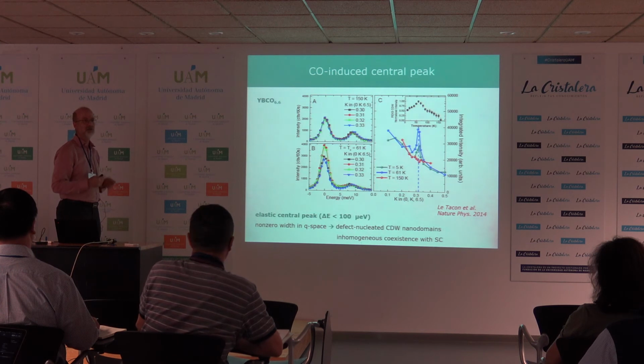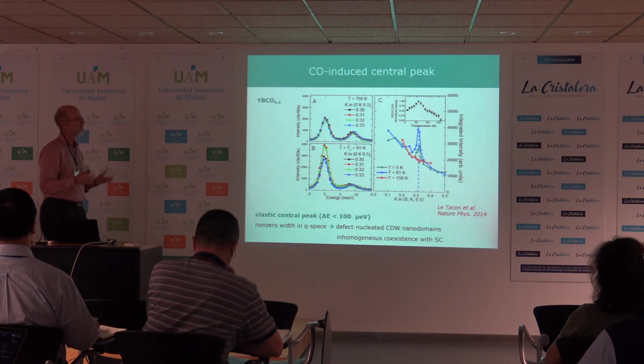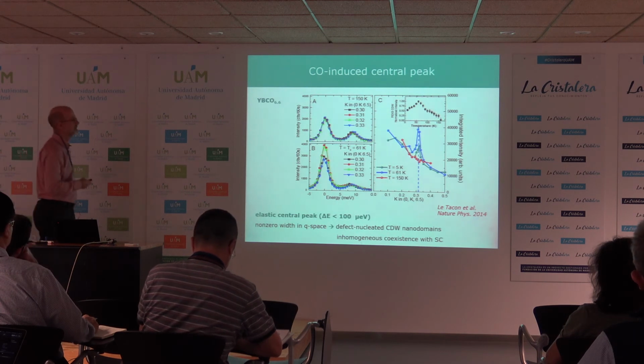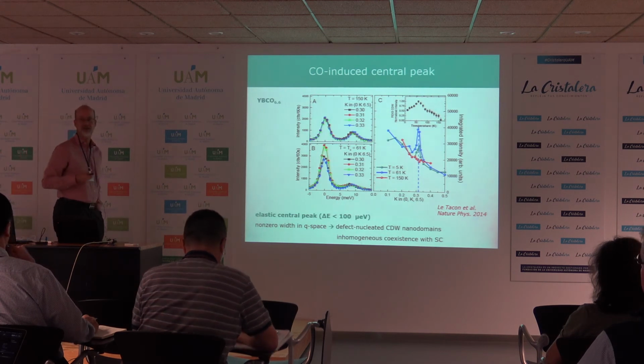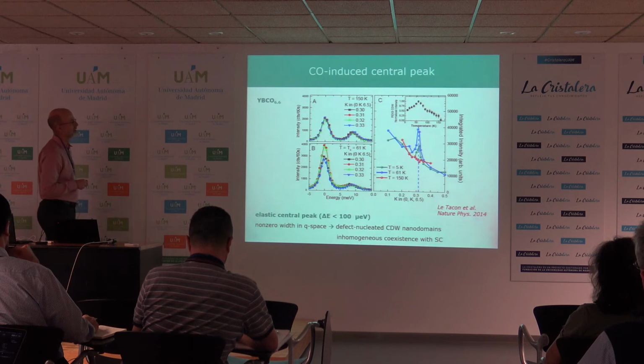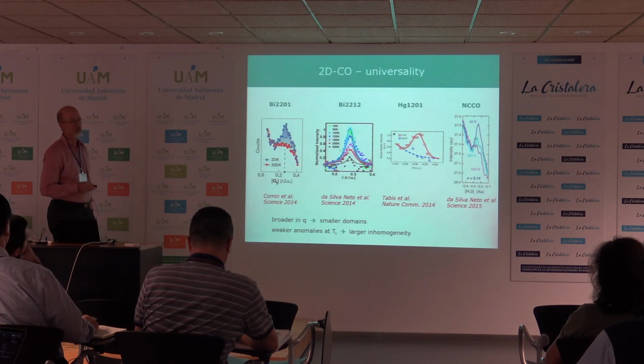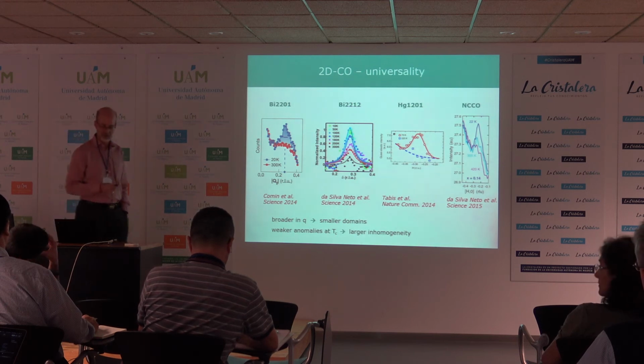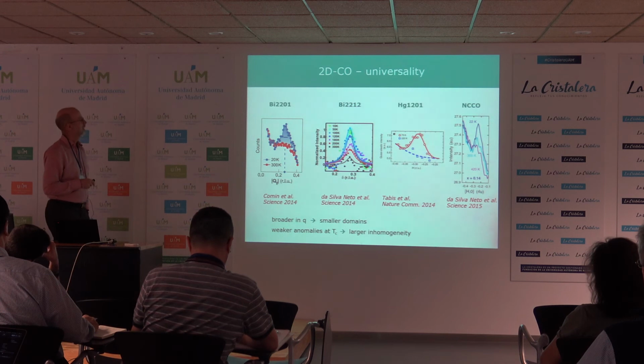So you have inhomogeneous coexistence between charge density wave order and superconductivity. Right? Even in this relatively clean superconductor. Never get rid of the inhomogeneity. That's the so-called central peak phenomenon. It's also known from previous work on strontium titanate, for instance.